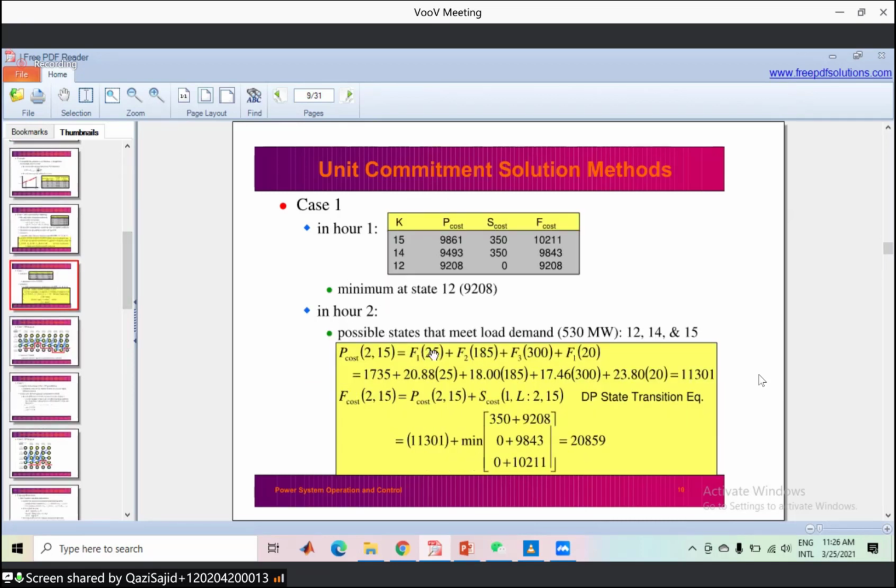Similarly, for hour 2, we have to follow all our previous results to meet this 530 megawatt. So for 530, we have to select 12, 14 and 15. By our general formula, we have to calculate these values.